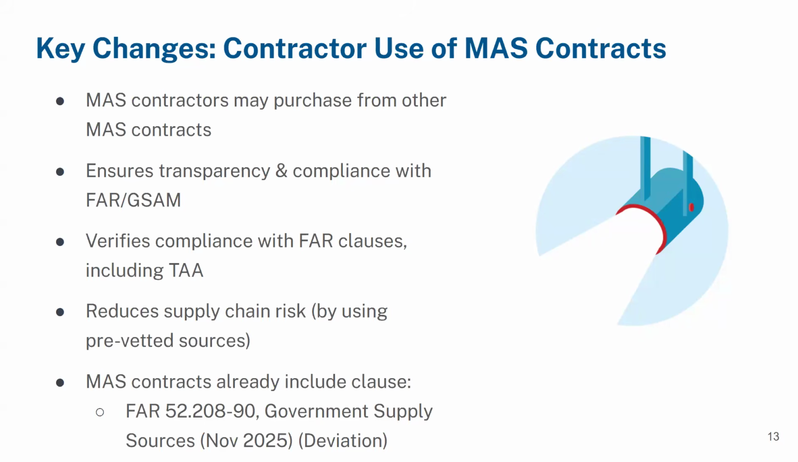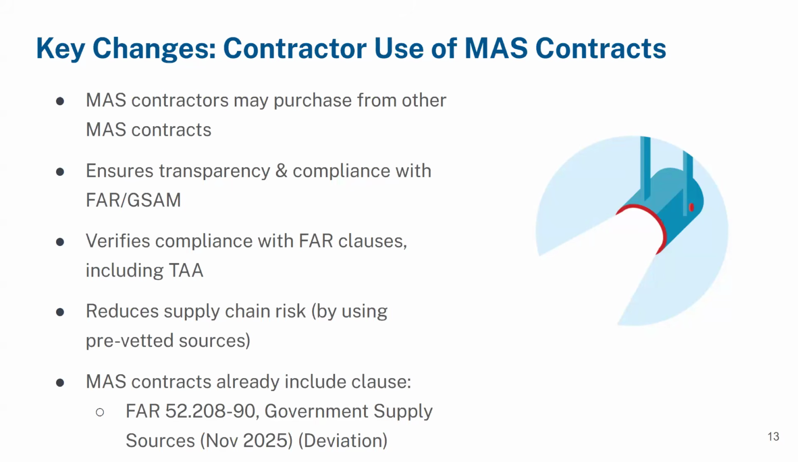And again, mass contracts, we already include that 52-208-90 clause in the mass solicitation. So mass contracts have that clause, and the GSAR ordering procedures specifically state that no authorization is necessary. So again, the ordering activity doesn't have to give you permission to go do it. By default, this is a flexibility you have.